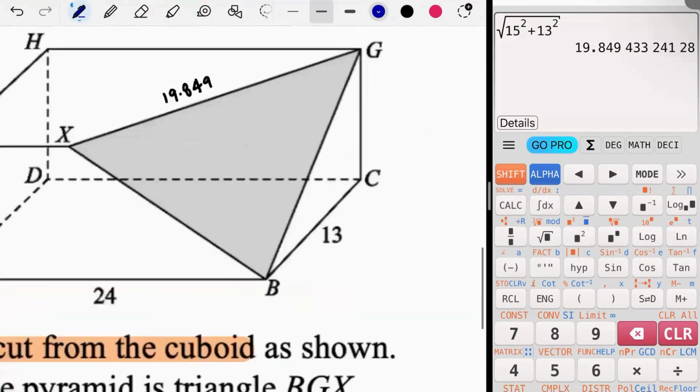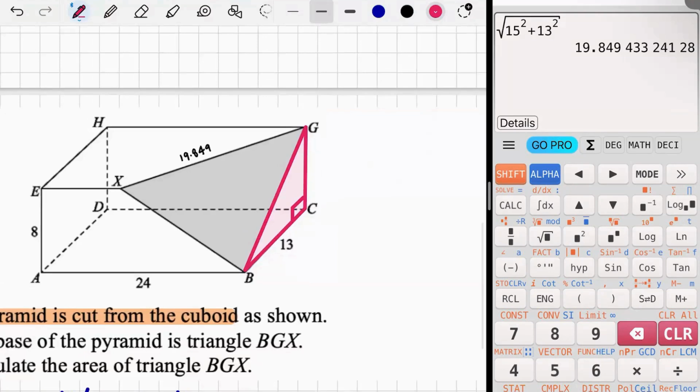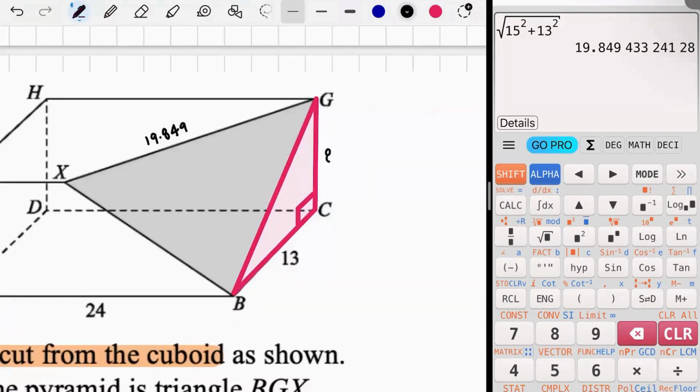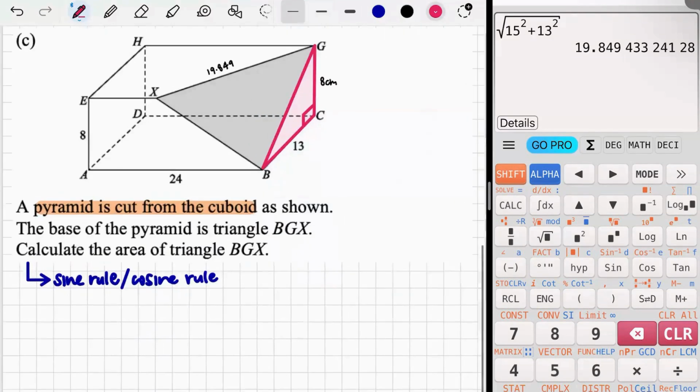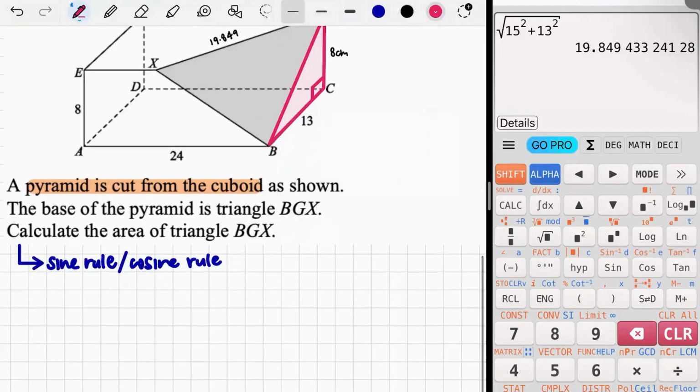But what I can find very quickly is this line over here. Why can I find this line? Because this is on the cuboid, remember? The cuboid had rectangular faces, which means even though it doesn't look like it, this is actually a right angle. Can you see that? And then GC is the height, so that gives me 8 here. So I'm going to use my Pythagoras theorem to find BG. BG squared equals 8 squared plus 13 squared. So when I do BG, I'm just going to shortcut press the calculator.